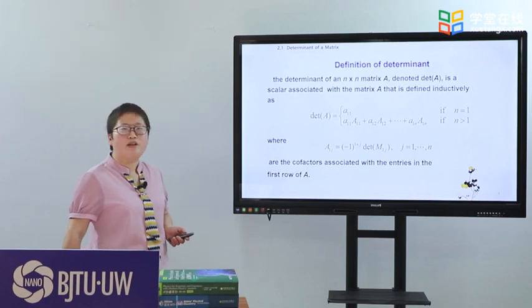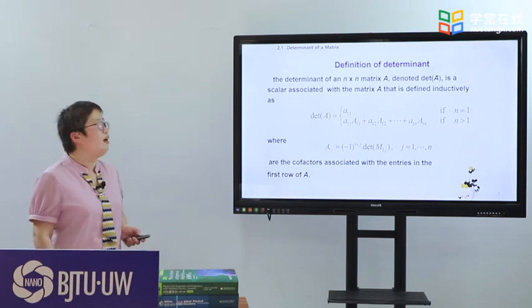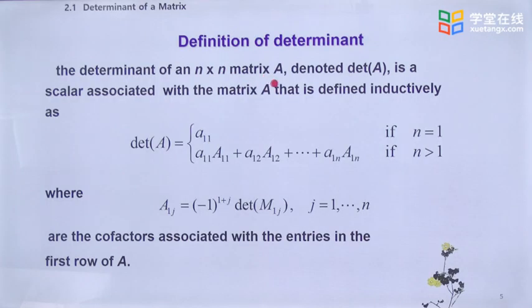Now, how about for a general n by n matrix? The determinant of an n by n matrix A, denoted by determinant of A, is a scalar, a number associated with the matrix A, that is defined inductively as here. If n equals 1, the 1 by 1 case, then determinant A just equals a11 itself. And if n is greater than 1, then we can compute determinant A by a11 times capital A11 plus a12 times capital A12 plus ... plus a1n capital A1n.